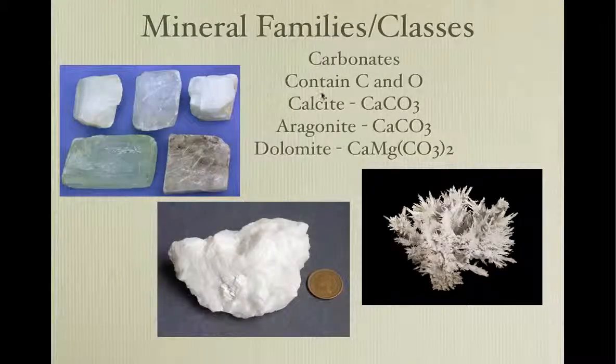Second mineral family, the second biggest one, carbonates. They contain carbon and oxygen. These include calcite. I just love calcite. Dolomite. The penny is there for size, in this case a Canadian penny. And aragonite. Now this is strange. Calcite is CaCO3 and aragonite is CaCO3. This comes in a different form.